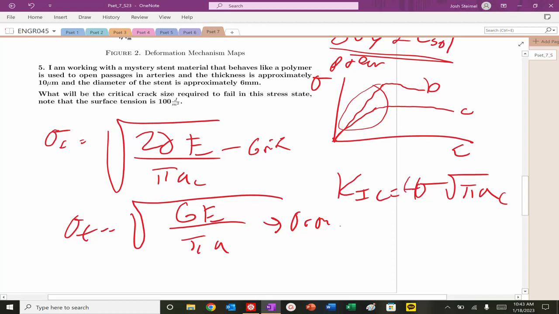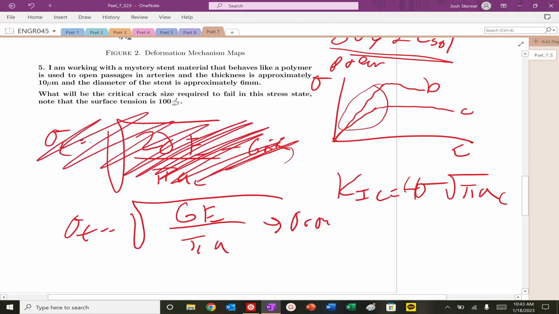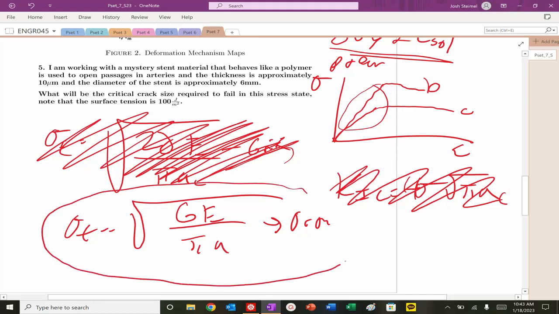But anyways, the point I'm trying to make here is this is a polymer. So Griffith criteria only works for ceramics, so that's not going to work. We're not given K1C here, so we can't use that equation. Only this one and this equation can work for polymers. But since we're not given that information, we actually cannot solve this problem.